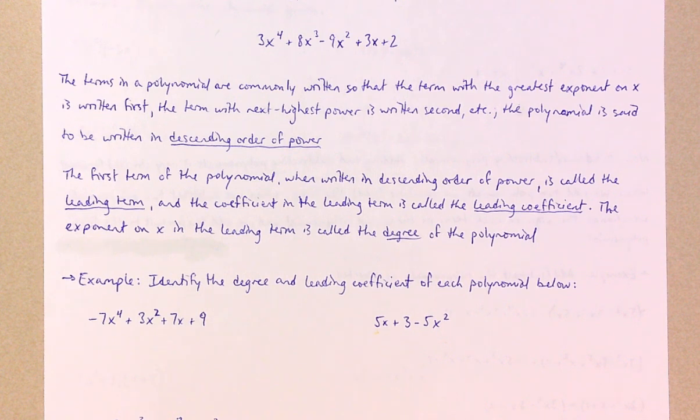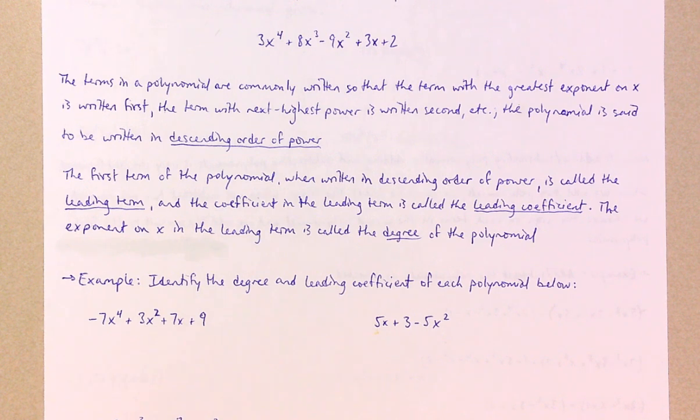So first thing you have to do is check to see if your polynomial is in descending order of power. If it is, then you just have to look at the first term. If it's not, then you have to carefully look through and find the term that contains the highest power of x in it. That term is the leading term, and that's the term that you need to look at.